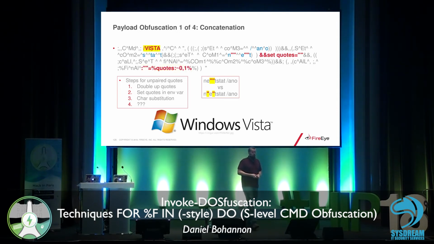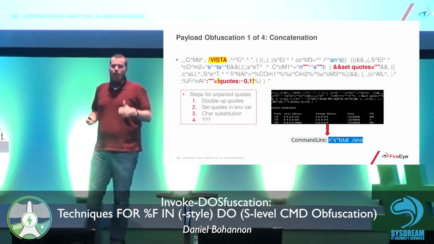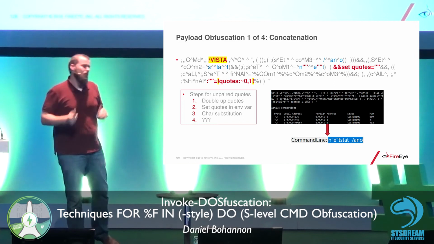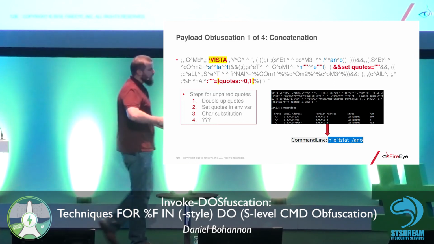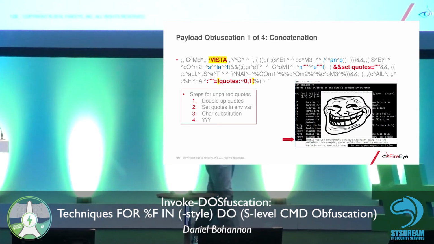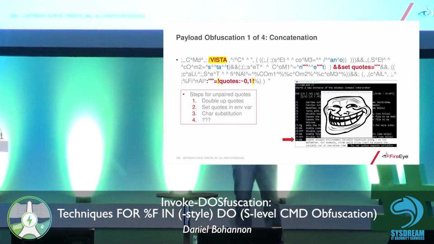If you're running Vista or later, you can use this flag, Vista. With the flag Vista, you can then use exclamation points, and this resolves the variable. So now exclamation points for the quotes variable inside of percents for the other variable, and our command works perfectly fine with unpaired double quotes. Awesome. Now, I have to admit, this is a little bit of a troll. There is no such thing as the Vista flag, but that command does work.